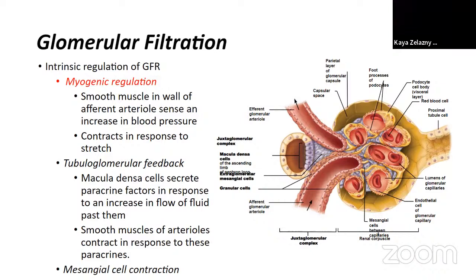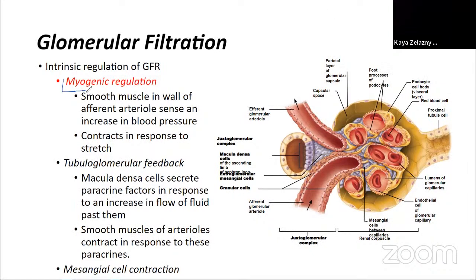Okay. So our first way we can control the glomerular filtration rate is by controlling the smooth muscle in the wall. So myogenic regulation, whenever we see myo, we're thinking muscle, right? So myogenic regulation has to do with the smooth muscle in the walls of the arteriole, right? So here we can see those granular cells, or I believe we also can call them juxtaglomerular cells, right? You see them surrounding the afferent arteriole.